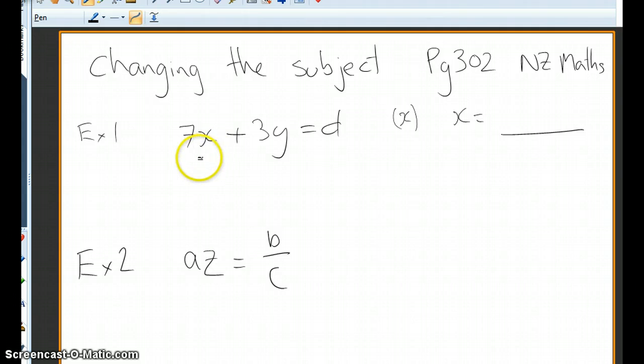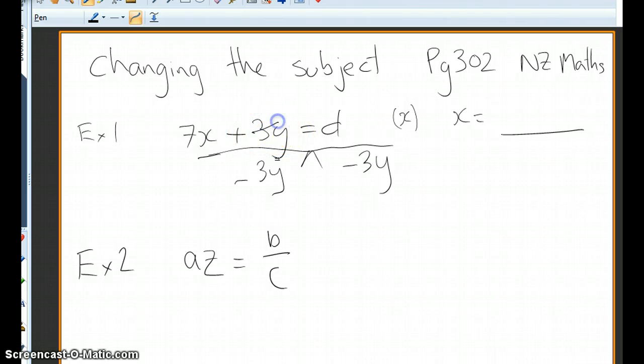So, example 1, I'm trying to get x by itself. Don't forget, at the moment, judging by this equation, we've got a seesaw that's in perfect balance. And if I add a weight to one side, I have to add the same weight to the opposite side. Or if I subtract a weight from one side, I have to subtract the same weight from the opposite side. In this case, I'm going to shift 3y by subtracting the same amount from both sides.